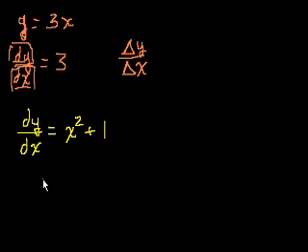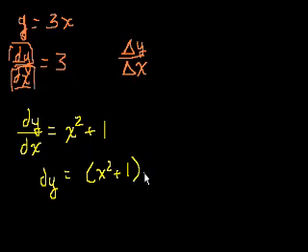So you get, for a very small change in y, dy, you get x squared plus 1 times a very small change, dx. Or another way to say it is, for a very small change in x, if you want to figure out how much y changes, you multiply times x squared plus 1 wherever you are on the curve. So what does that do for us? Well, let's take the antiderivative of both sides, or let's take the integral of both sides.